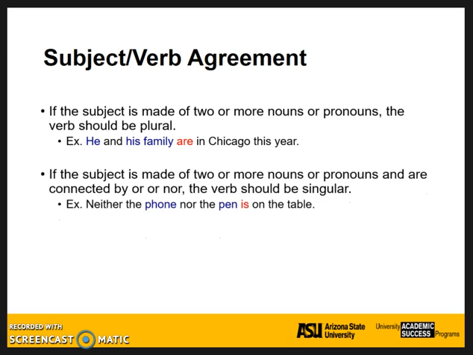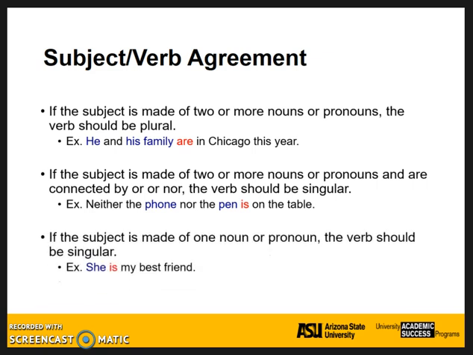2, if the subject is 2 or more nouns or pronouns and they are connected by or or nor, the verb will be singular. For example, in the sentence, neither the phone nor the pen is on the table, our subjects are phone and pen, both of which are blue. Since nor connects them, our verb is will be singular and is marked red.